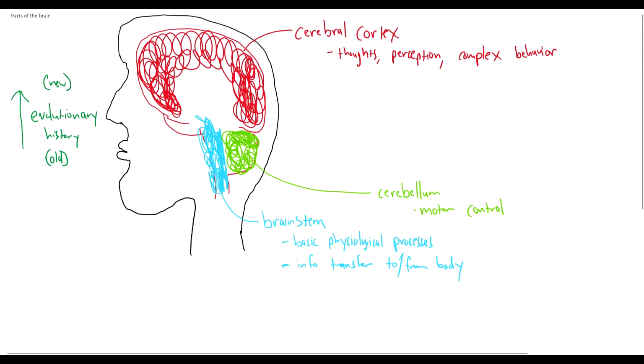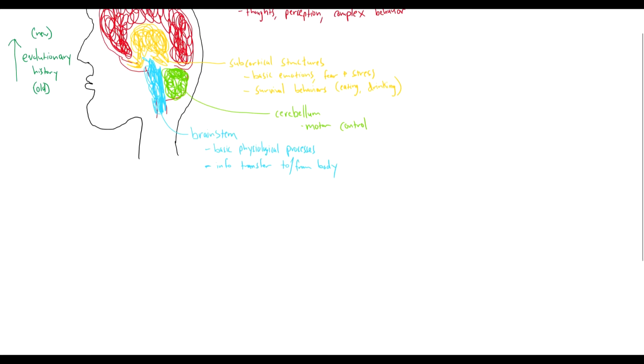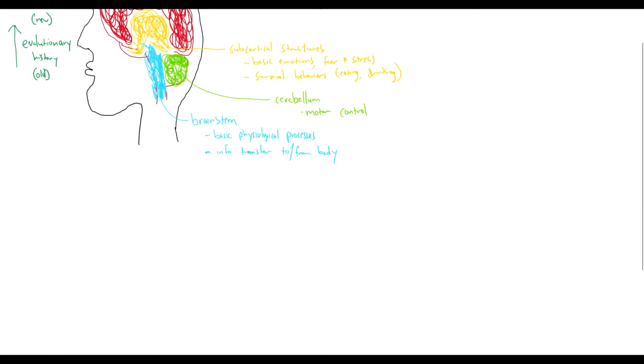Between the evolutionarily newer cortex and the evolutionarily older brainstem, we have various brain structures that we call subcortical structures that I'm drawing here in yellow. And these structures drive basic emotions like fear and stress, and these structures also mediate behaviors that are important for survival, like eating and drinking. So now we're going to dig into each of these regions of the brain in a bit more detail. And we're going to talk about 16 different specific parts of the brain. And on your worksheet, you can follow along with each of these regions. Each region that I'd like you to know and track on your worksheet, I'll indicate with an asterisk.